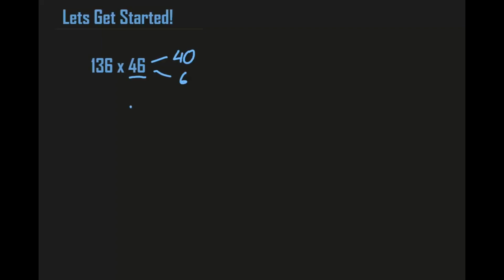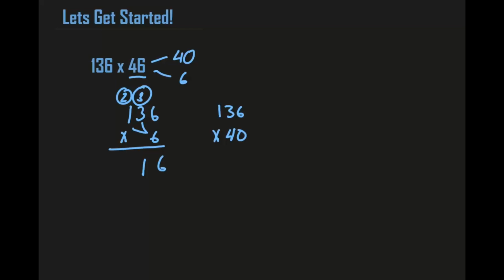So we're going to set it up first into two different times. The first time it's going to be 136 times 6. The second time it's going to be 136 times 40. So let's do 136 times 6. 6 times 6 is 36. 3 goes up here, 6 is down here. 3 times 6 here is 18. 18 plus 3 is 21, so 2 is up here, and 1 is here. And then we have 6 times 1, which is 6, and then we have a 2 here to worry about, so 6 plus 2 is 8. So 816 is part of our answer.